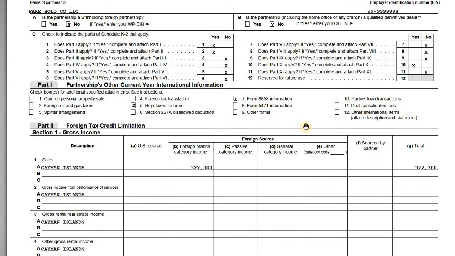The 5471 information could be relevant, but we made a check the box election to be a DRE. So 5471s are filed for controlled foreign corps. So it could often be the case where you have to include some additional information for those U.S. owners. No partner loans, right? We just have capital contributions. We don't have DCL issues for losses, and then no other items.